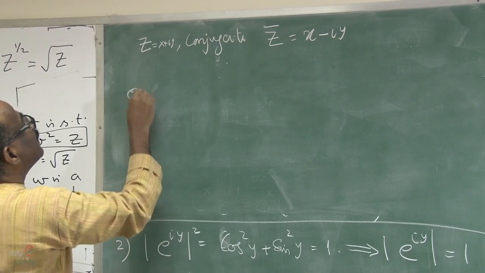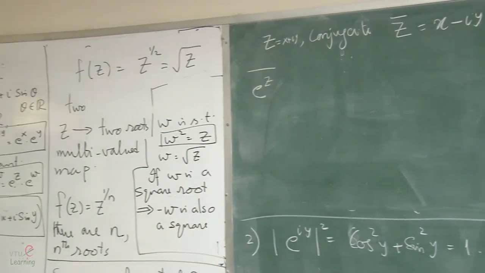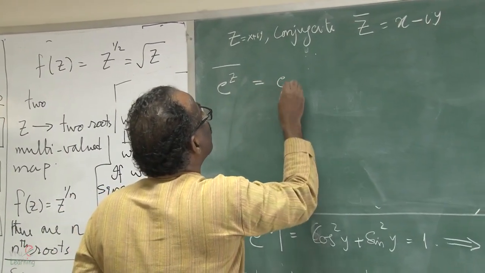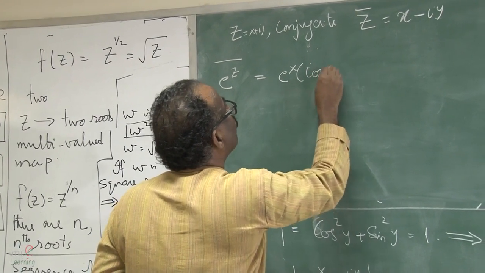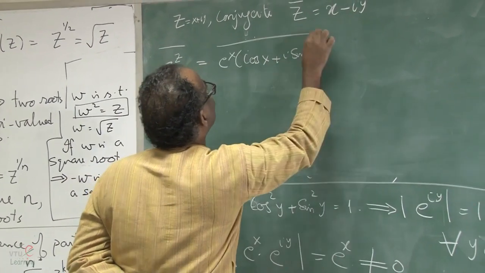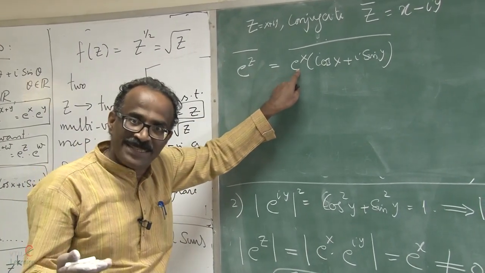So I want to know what is the conjugate of e power z. This is a complex number because the definition is here. So e power z is equal to e power x into cos y plus i sin y. You want to see its conjugate. And e power x is a real number, so its conjugate is the same.